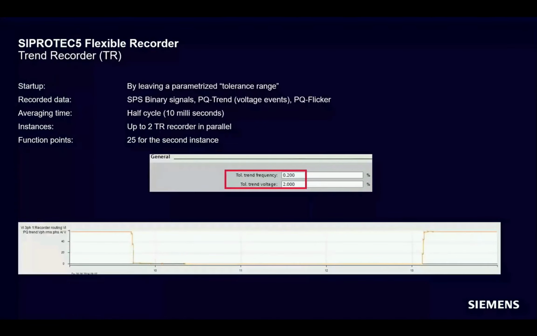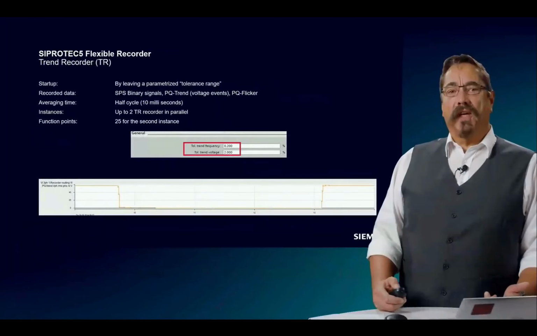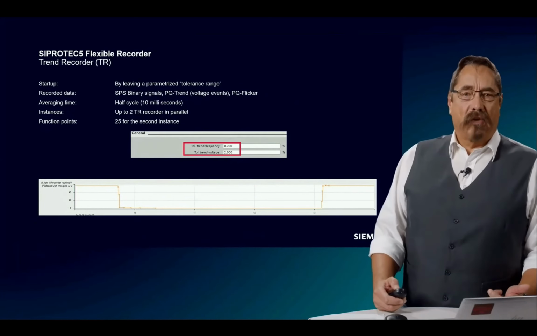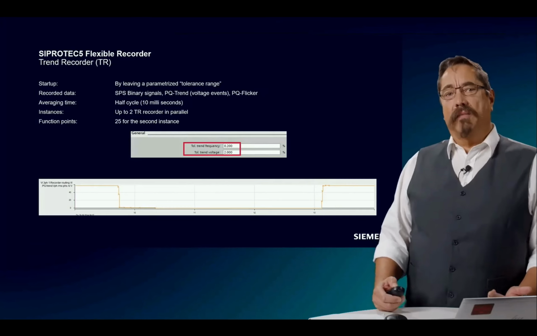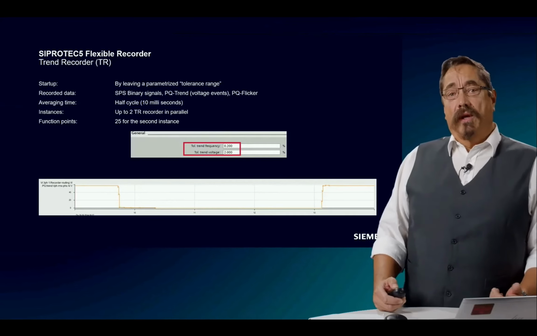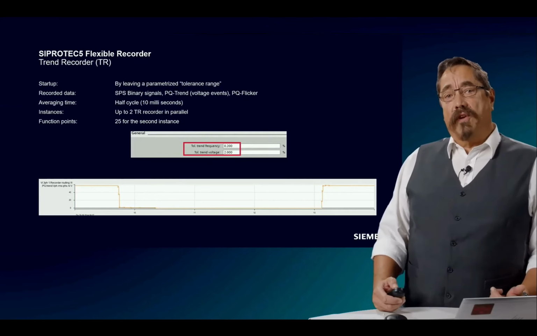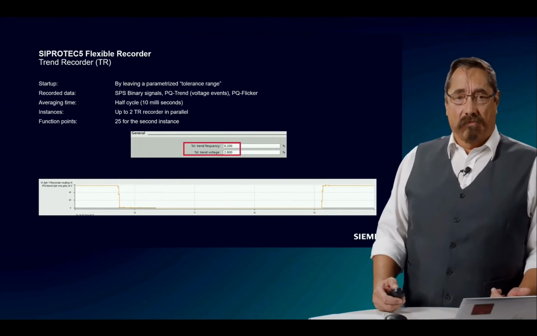The last in the round of flexible recorders is the trend recorder. The trend recorder starts recording and storing when a routed signal leaves a parameterized tolerance range. What kind of data can be recorded? All kinds of binary signals and measurements done by BQ trend and BQ flicker function blocks. The averaging time is fixed at half cycle, meaning 10 milliseconds in 50 Hertz systems. Up to two instances can be recorded. Like the continuous recorder, the trend recorder also requires 25 function points for the second instance.